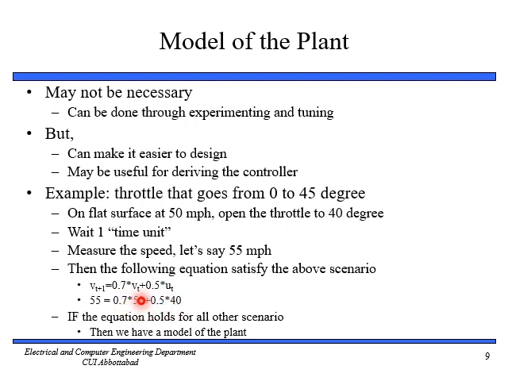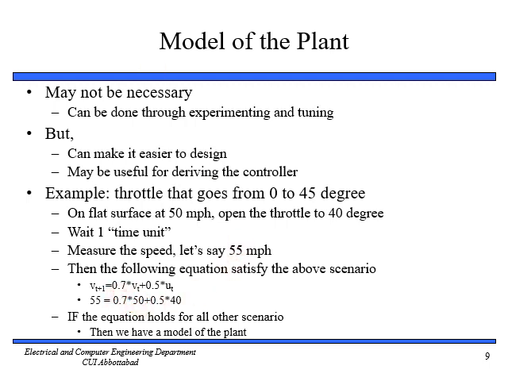So how can we compute this speed? If we are currently going at a speed of 50 and our throttle is 40 degrees, what will be our speed after this setting? Our speed should be 55. If you solve this, 0.7 into 50 plus 0.5 into 40, you will get 55. If the equation holds for all scenarios, then we have a model of the plant. If this condition holds for all the inputs, then our model is validated. This is how you can validate your model.